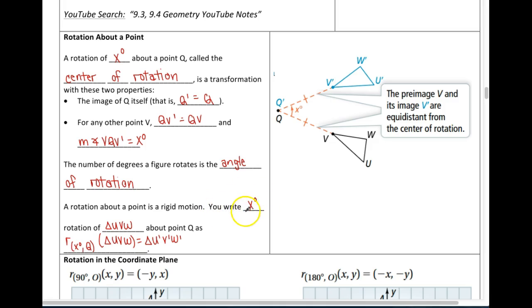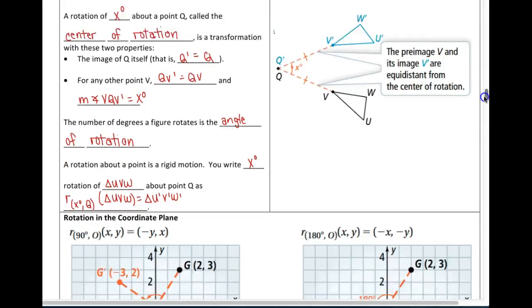You write an x degree rotation of triangle UVW about point Q as r sub x degrees comma Q of triangle UVW equals triangle U prime V prime W prime, and that once again is a notation thing. All right.